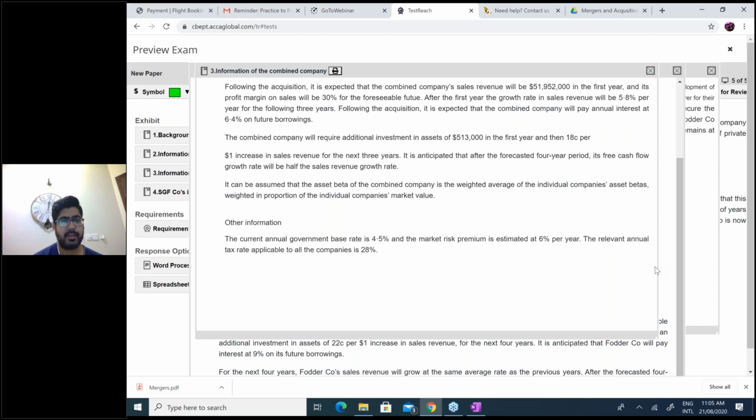Okay. Other information. The current annual government base rate is 4.5% and the risk premium is 6%. The relevant tax rate is 28%. Last exhibit.